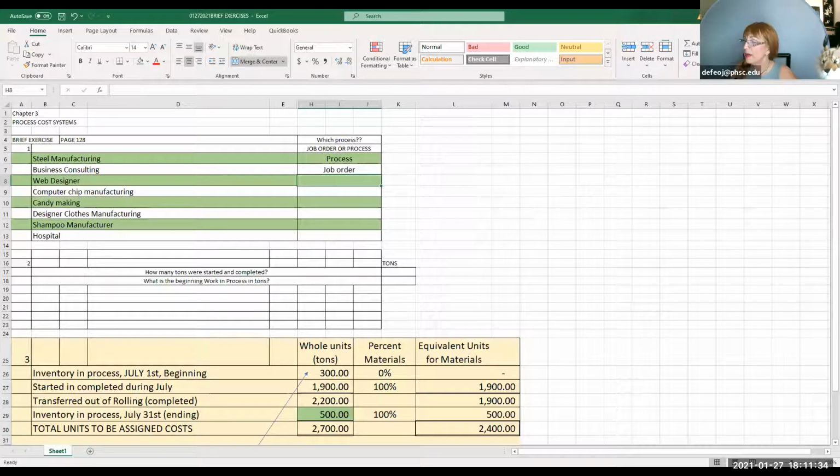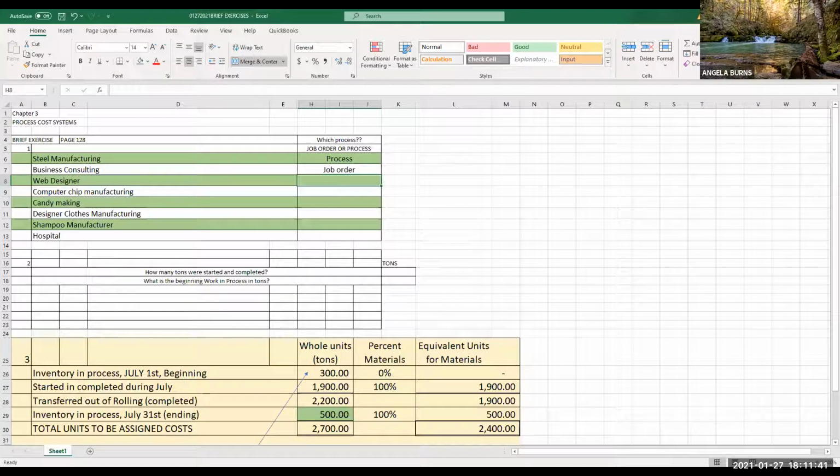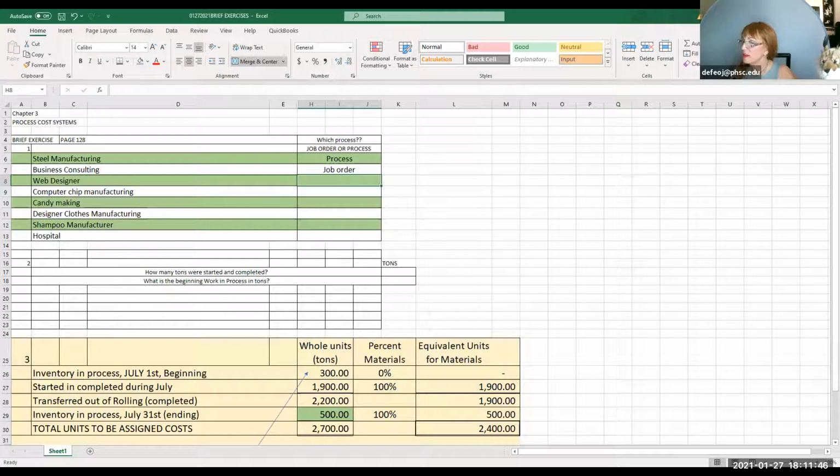Is everybody's website the same? Let's hear from Harrison. Harrison, is everybody's website the same? Because that would be process costing. If everybody's website is different, then it would be job order costing. What do you think? A web designer. When you hear the word designer, it means it's unique, don't you think? So what do you think?